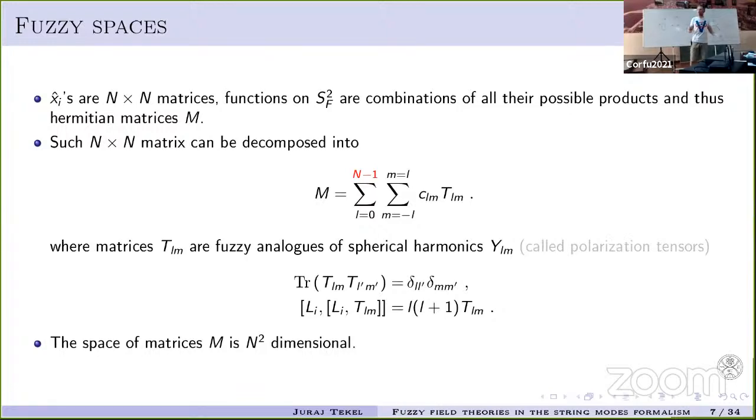N times n Hermitian matrices can be expanded like this into the basis of polarization tensors, which work the same way as the spherical harmonics do. There is just a cutoff on the largest would-be angular momentum in this expansion. And let me state explicitly that the space of such matrices is n-squared dimensional.